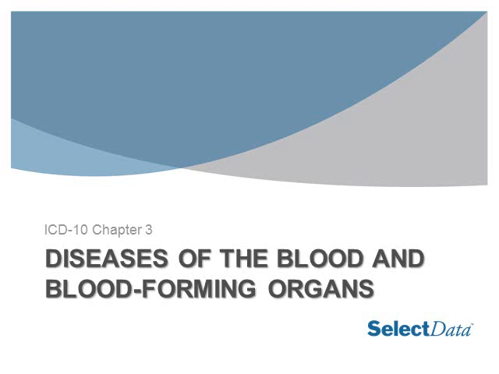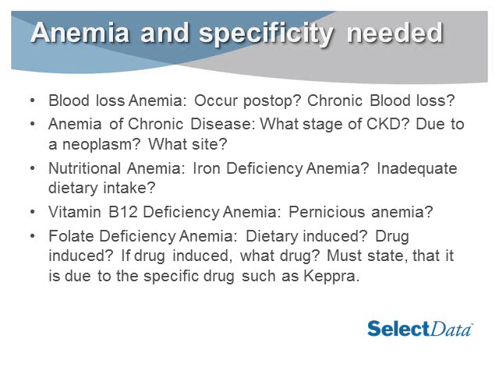Now for Chapter 3, Diseases of the Blood and Blood-Forming Organs, we'll talk about anemia, which is a common home health diagnosis, and the specificity that is needed. If it's a blood loss anemia, did it occur post-op, or is it due to a chronic blood loss? Do they have anemia of chronic disease? If it's due to CKD, if so, what stage is it? If it's due to a neoplasm, if so, what's the site?